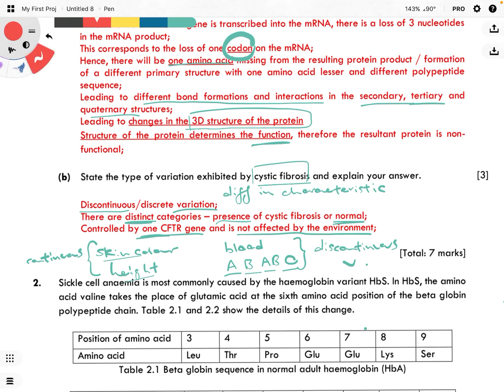Whereas if we look at continuous variation, traits such as skin color, height, and weight are often affected by many different genes. Many genes can contribute to skin color, height, and weight, and these traits are also affected by the environment. For example, a lot more sunlight can affect the skin color. How much you eat, your diet, can affect the maximum height you can reach, and also your weight. So these are continuous variation.